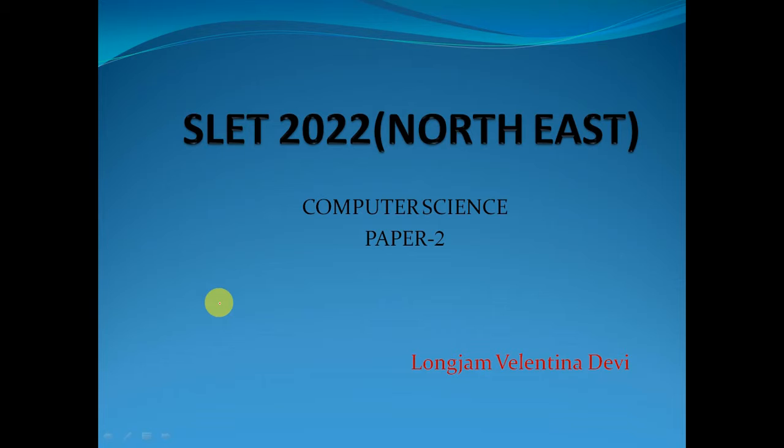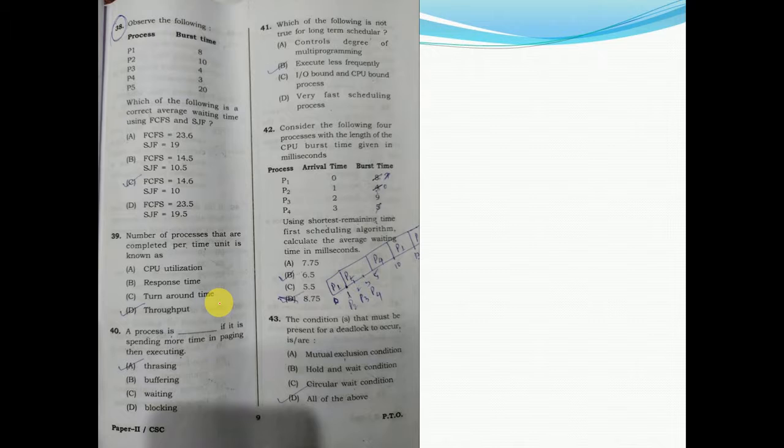So in my previous video, I was discussing the SLET 2022 question paper for Computer Science paper 2. This is question 8, from operating systems. It is a simple question. Here we have to find the average waiting time using the FCFS and shortest job first CPU scheduling algorithms. So here 5 processes are already given.